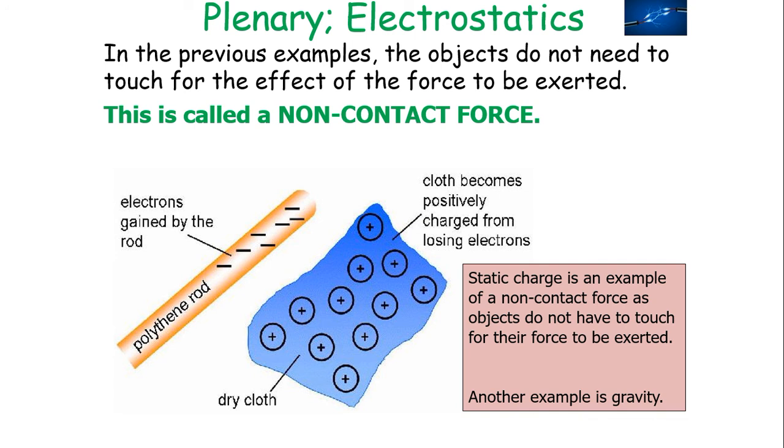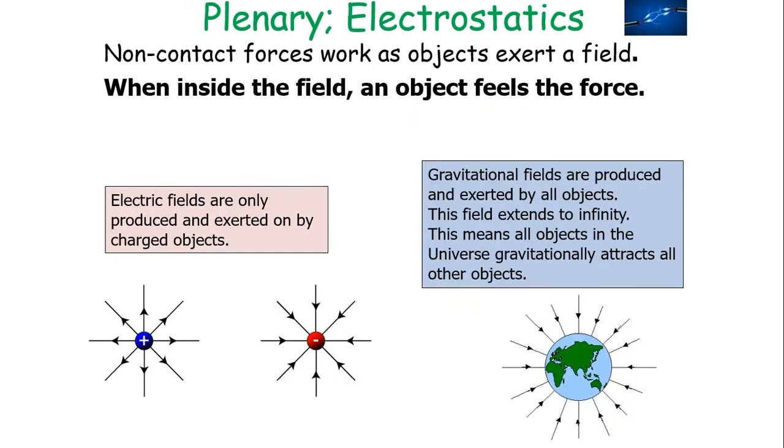Now, as we said before, static charge is an example of a non-contact force, as the objects do not have to touch for the force to be exerted, same as gravity. So remember, the electrical field must be present, because if the objects have their electrical fields, that means they can produce an electrostatic force between the objects without them touching, which means that two negatively charged objects could in fact repel each other, two positively charged objects could repel each other, and a positive and negative could attract each other without actually touching.